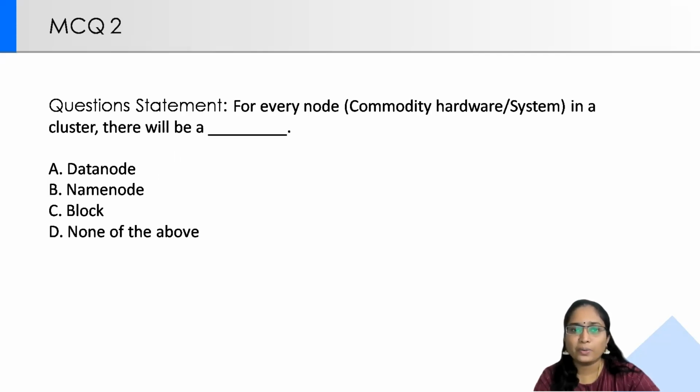For every node in a cluster, there will be a data node, name node, block, or none of these. As I said, we have two parts: one is the name node, another is the data node. For the data nodes we are using normal commodity hardware, joined together and working in a clustered manner. So what is the answer? It will be data node. Thank you.